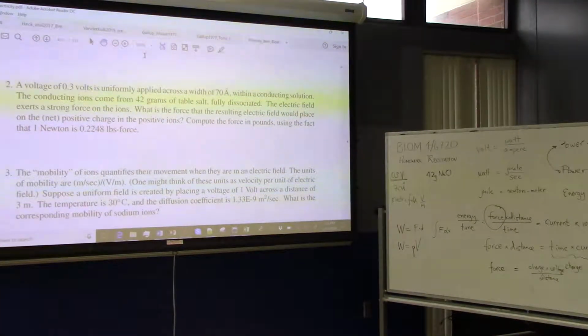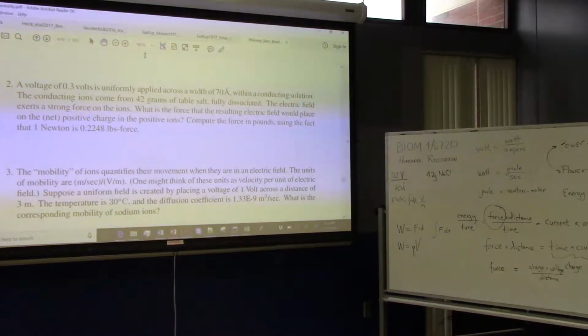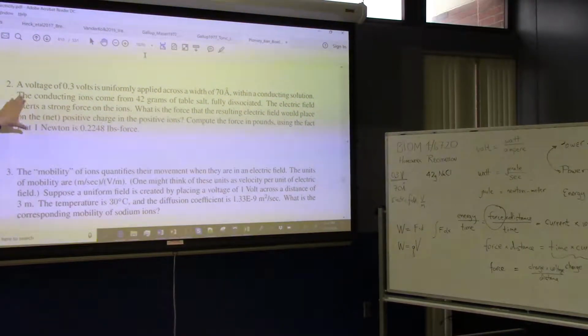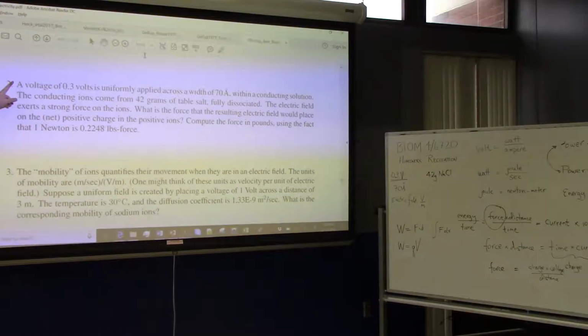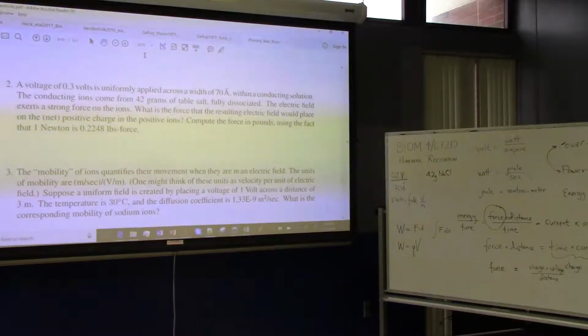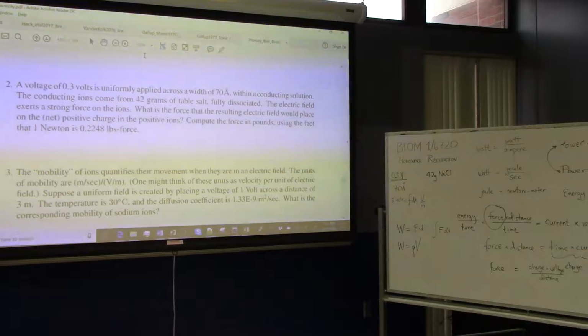Okay, so now, this is a different way of doing the problem. The other way you've done the problem, to think through what the physics means, is also a valid and important thing to understand. But if you do this in parallel, it'll really strengthen, I think, your understanding. So, how do we get a charge out of this? Number 2, we've got 42 grams of sodium chloride. How do we get a charge from that?